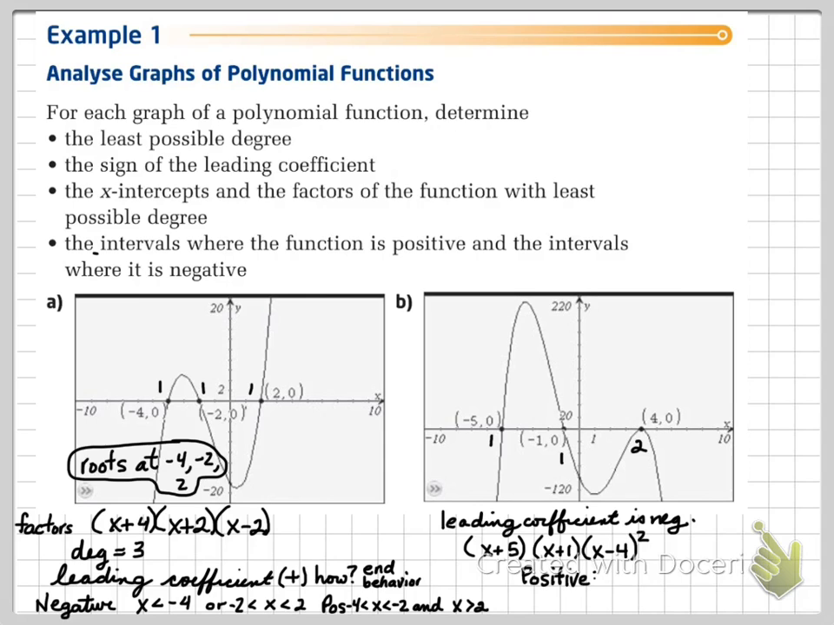So we can say it's going to be positive when x is less than −1, but greater than −5. And it's going to be negative on 3 different places. When x is less than −5, when x is between −1 and 4, and when x is greater than 4.